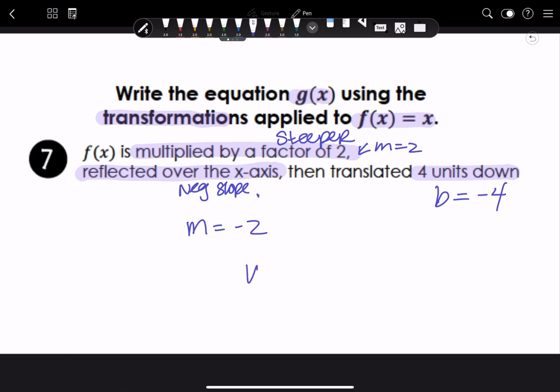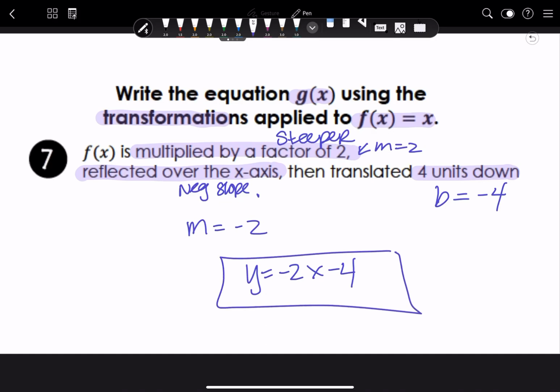And because we're using y-intercept form here right now, all you have to do is replace your slope and your y-intercept with the values that you found. And this would be your answer.